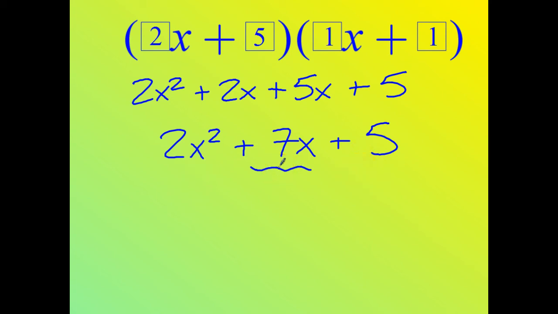All right, so what I want you to do is see if you can discover a pattern, how you can use that middle term to determine, is the 5 going to be with the 2x, or is the 5 going to be on the other side there?